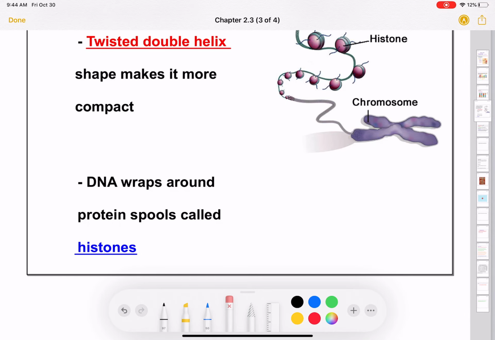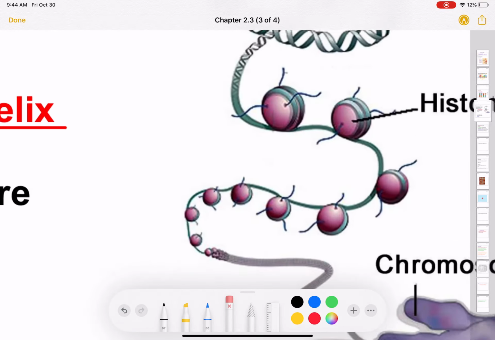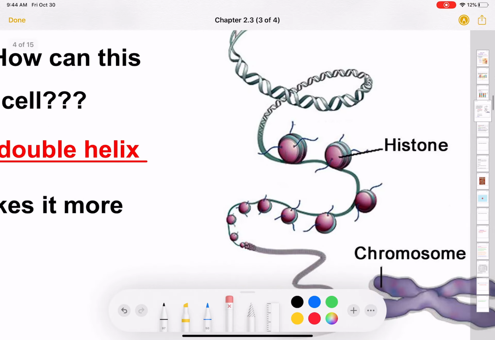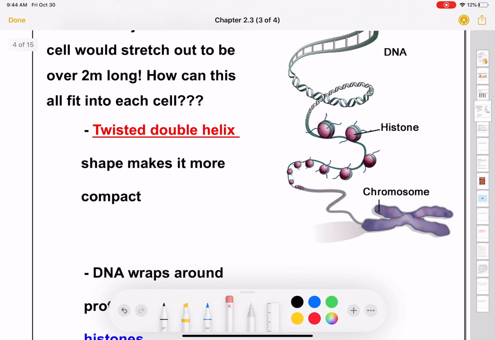DNA will wrap around proteins, protein spools that are called histones. So these are what the DNA will wrap around, histones. And all of that will be found inside of your chromosome. So inside of there, we've got really, really tightly wound DNA, which will code for everything that happens in the blueprint of your body, basically.